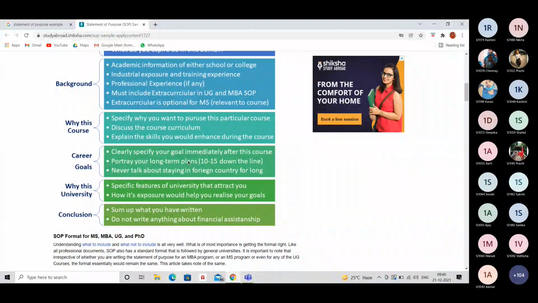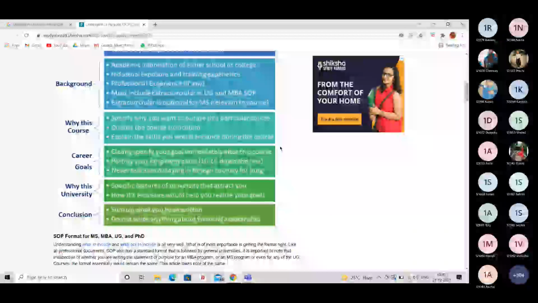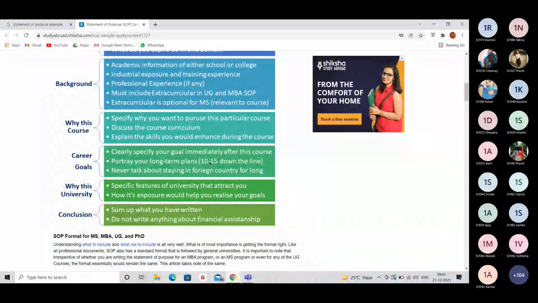Portray your long-term plans, 10 to 15 years down the line. Very important. Long-term goals or plans, what you need to achieve, what you're planning to achieve, and what you're planning to do immediately after the course, and what you're going to do maybe a few years down the line. Immediately you would like to get into some job, some company, but after that you may wish to have your own startup. You could be like a unicorn, a new startup.